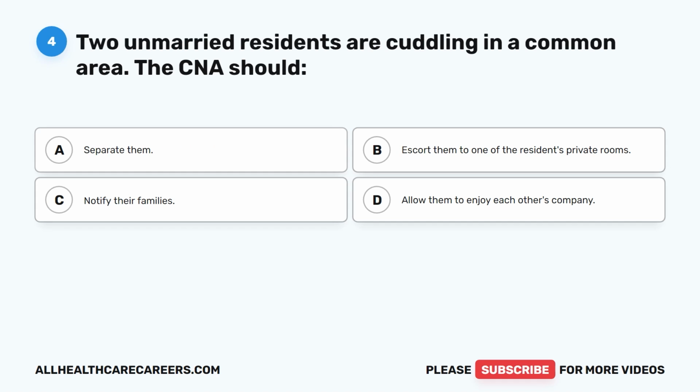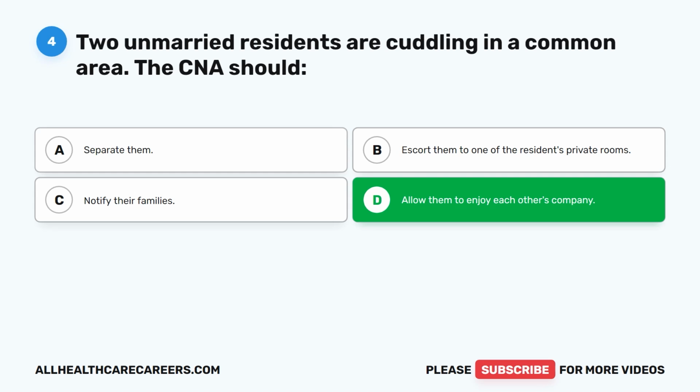Question 4. Two unmarried residents are cuddling in a common area. The CNA should A. Separate them. B. Escort them to one of the residents' private rooms. C. Notify their families. D. Allow them to enjoy each other's company. The correct answer is D.